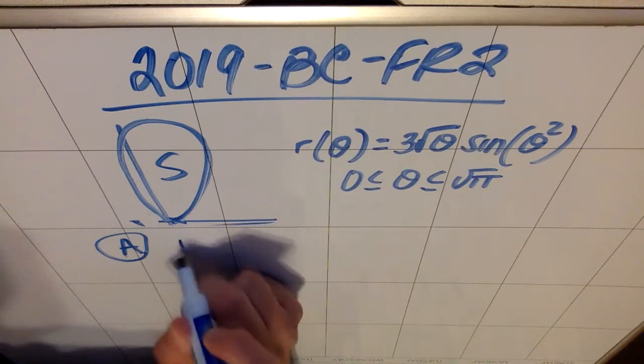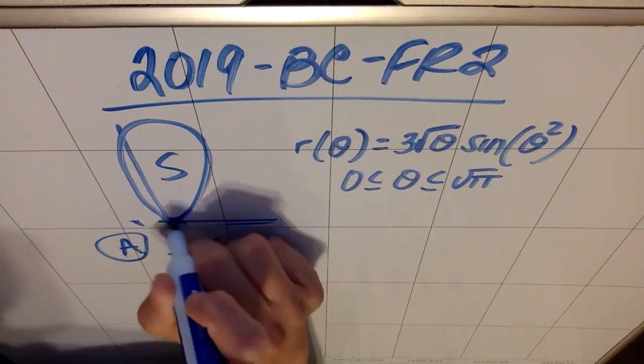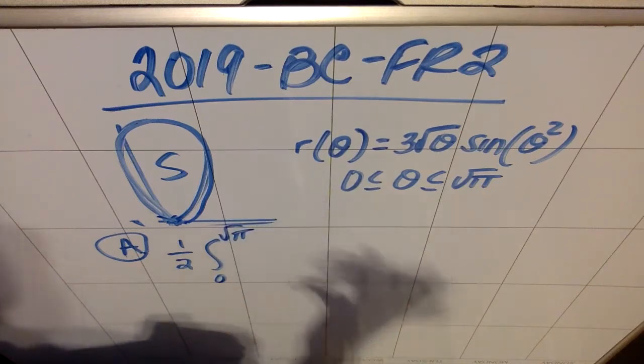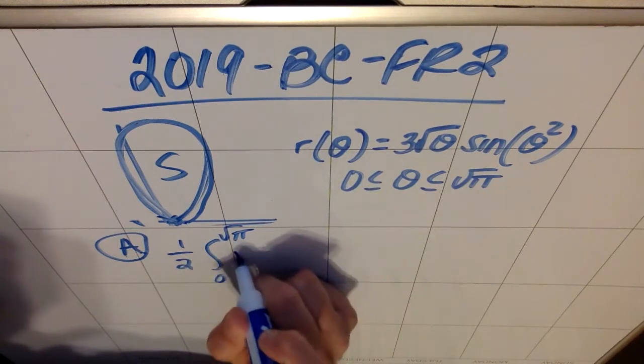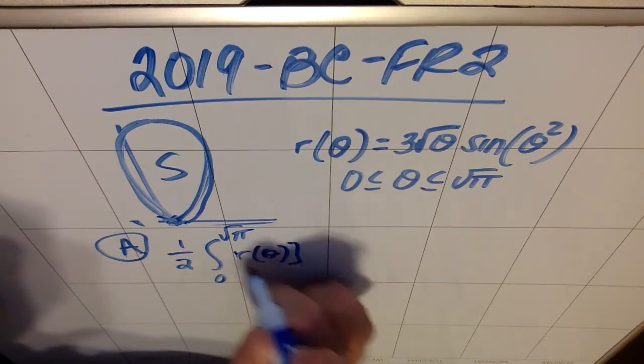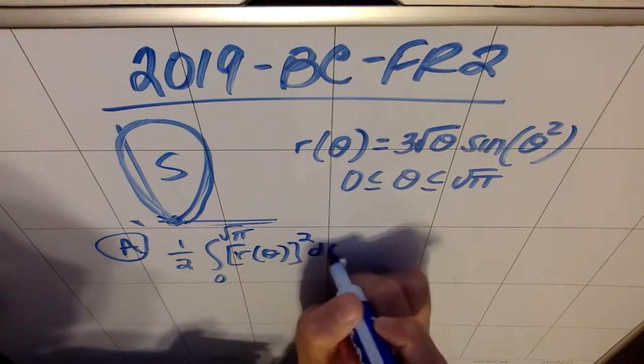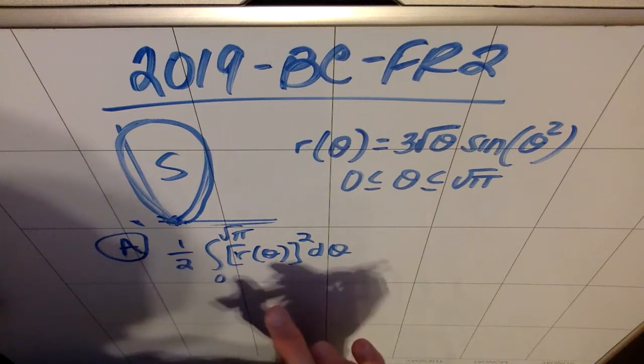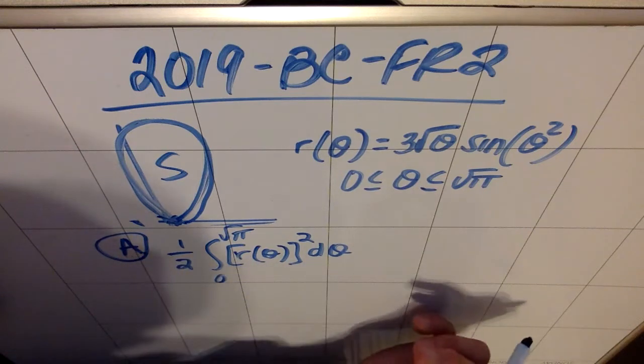So the area of a polar curve is 1/2 the integral from the start to the end, which they conveniently gave to us as 0 to root pi. This is not a curve that loops multiple times, of r of theta quantity squared, with respect to theta. Obviously, it's really common that you're either going to forget the 1/2 or the r squared. You're going to remember the r, but not the squared.